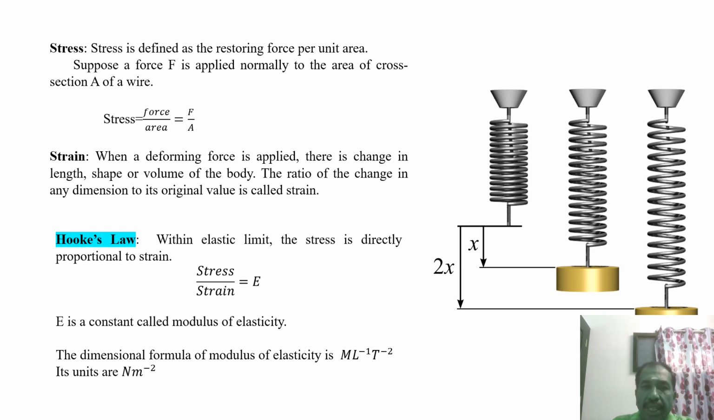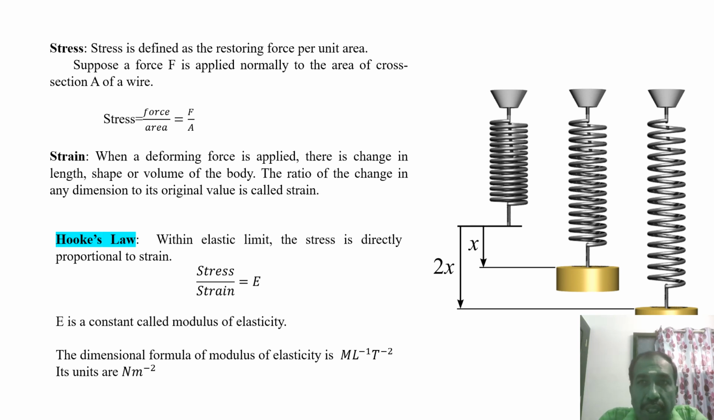The strain is nothing but the result of the stress. When the deforming force is applied, there is a change in the length, volume or shape of the body. The ratio of the change in dimension to the original dimension is called strain. The stress is the cause and the strain is the effect on this system.